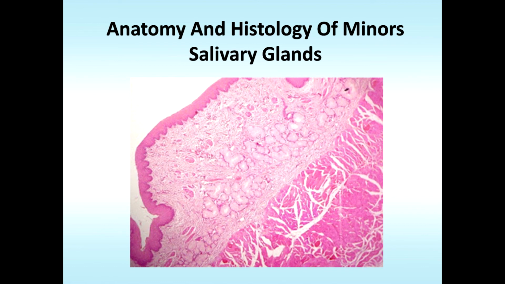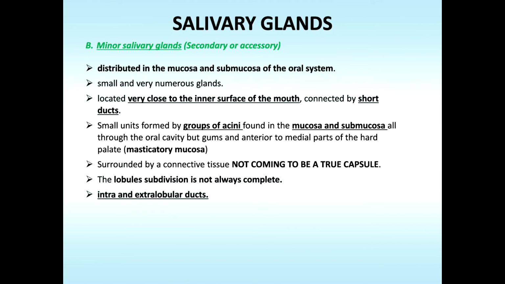Finally, let's say a few words regarding the minor salivary glands. The minor salivary glands are distributed within the oral mucosa and submucosa. They are very small and very numerous. They are located very close to the inner surface of the mouth and connected by very short ducts. We may find them all around, except for the masticatory mucosa in places such as the gums or medial and anterior parts of the hard palate. In contrast to the major salivary glands, the lobule subdivision is not always complete.